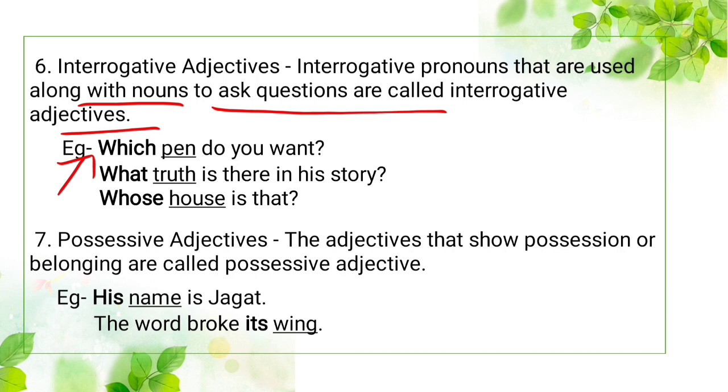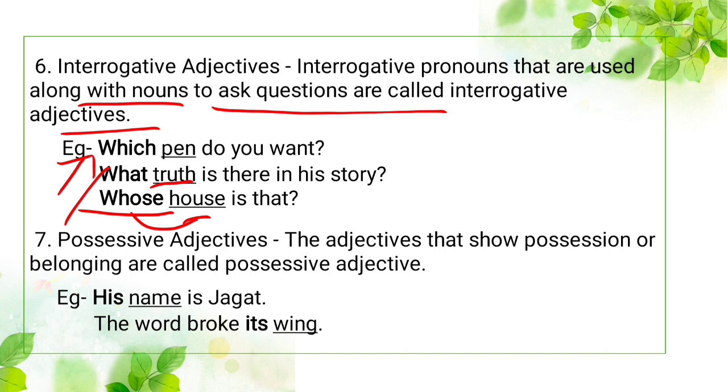Next example is, what truth is there in his story? Here we can see that what is an interrogative pronoun, but it is used with a noun, that is truth. That's why it is acting as an interrogative adjective in the sentence. Next example is, whose house is that? Here we can see that whose is also an interrogative pronoun, but it is used with a noun to ask the question. That's why it is acting as an interrogative adjective in the sentence.